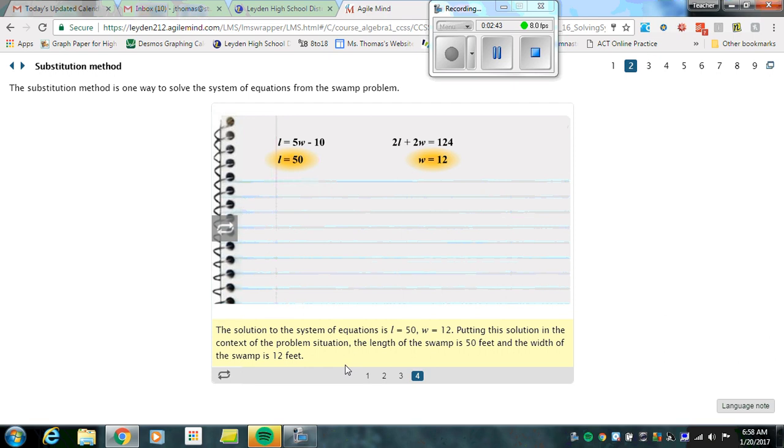What does the solution represent in the context of the problem? The length of the swamp is 50 feet, and the width of the swamp is 12 feet.